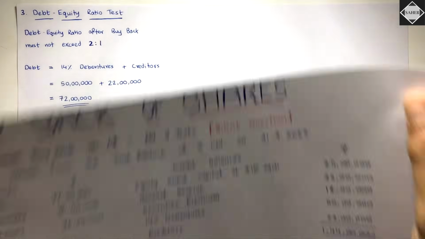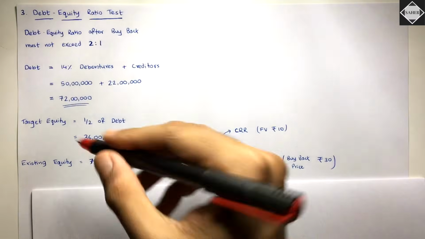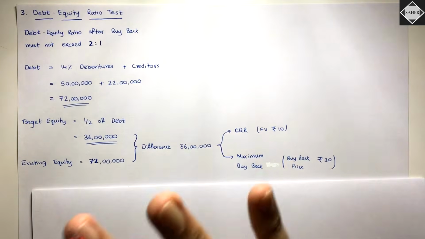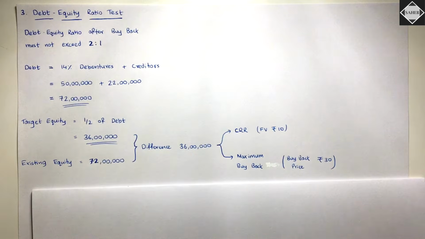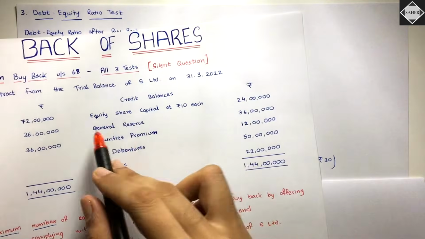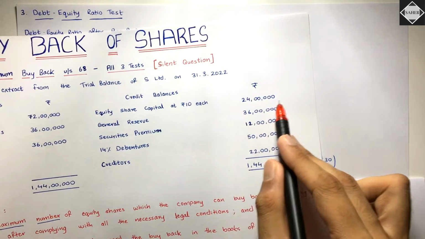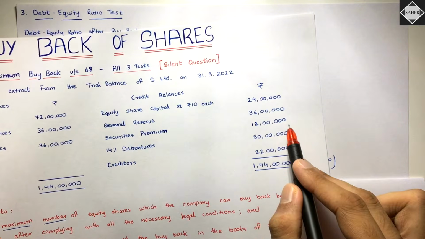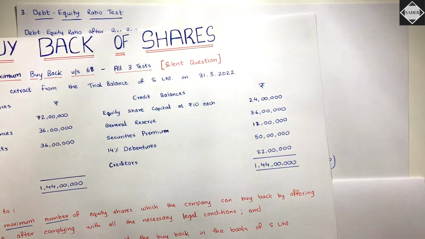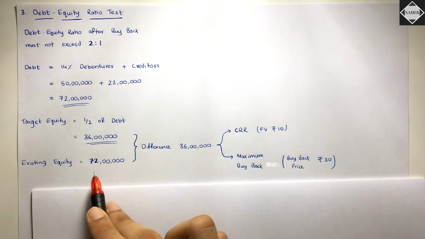Okay, so that's equal to how much? Now if you'll see, it's same 72, 72. That's just coincidence. It never happens. Now see here, paid up share capital is 24 lakhs, general reserve 36 lakhs, and then securities premium 12 lakh. 24 plus 36 plus 12, that's equal to 72 lakhs.